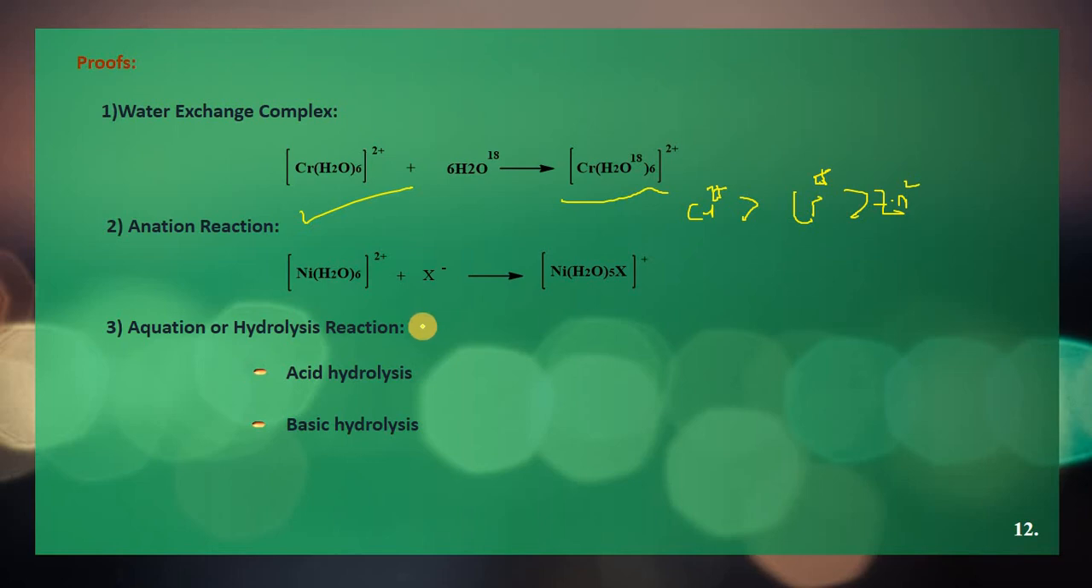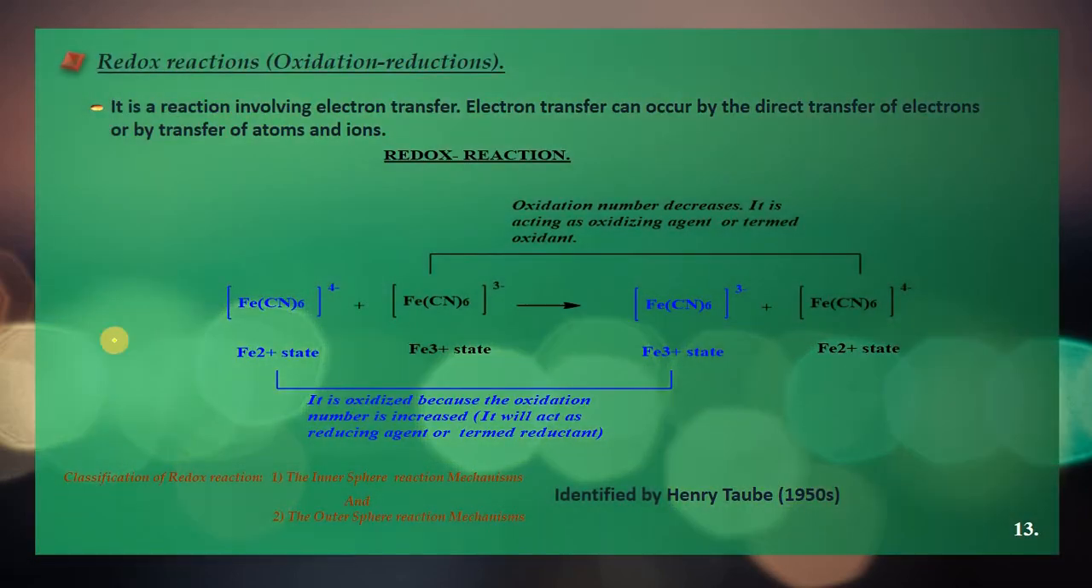In this one, there's replacement of ligand by water molecule. That's why we have acid hydrolysis, and in acid hydrolysis, the ligand is replaced by H2O. While in basic hydrolysis, the ligand is replaced by OH minus. So those are the proofs I was trying to show.